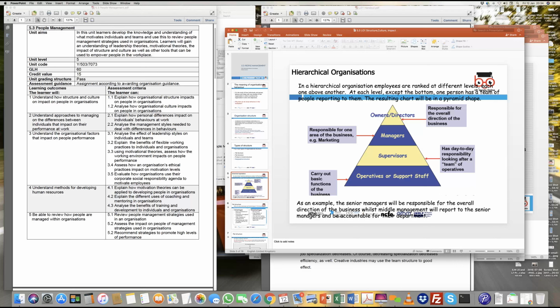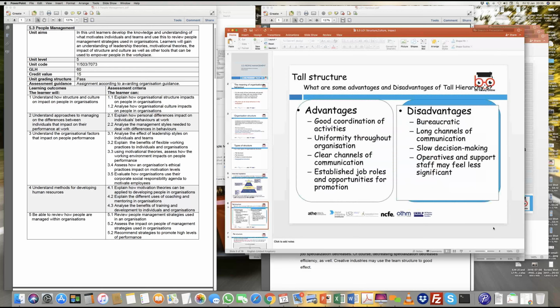So you get to see a hierarchical structure. There are people who are answerable to their senior colleagues, and then senior colleagues to the management colleague, and the management colleague to the directorial staff, or people who are at the top of the structure. Is that okay? Now, this particular structure has some advantages and some disadvantages.